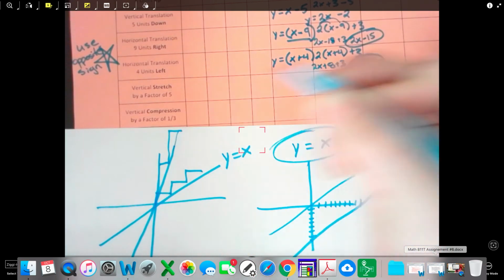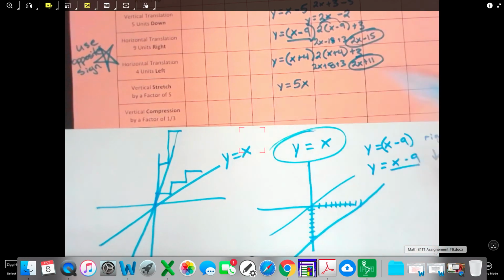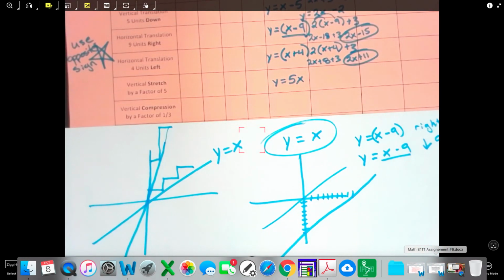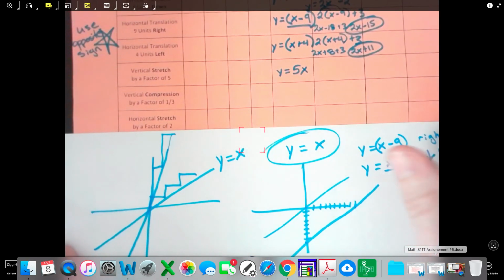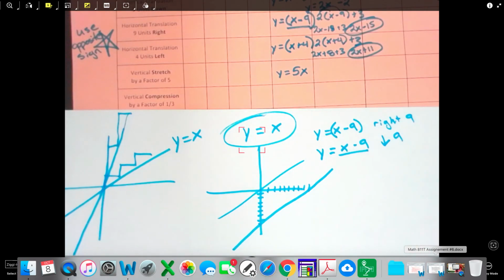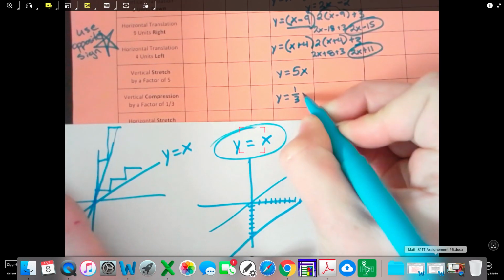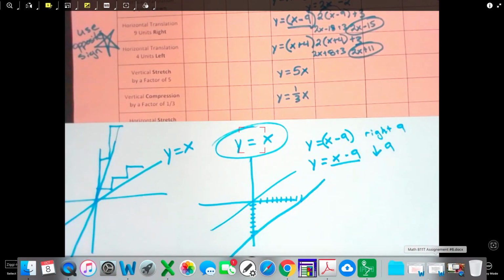My slope becomes 5, so what's that look like? Y equals 5x. Now we're multiplying, right? Okay, now what does it look like when I'm vertically compressing something? This is by a factor of 1/3. So y equals 1/3 x, right? Because 1/3 is going up 1 over 3. I'm making it shorter and fatter, okay?